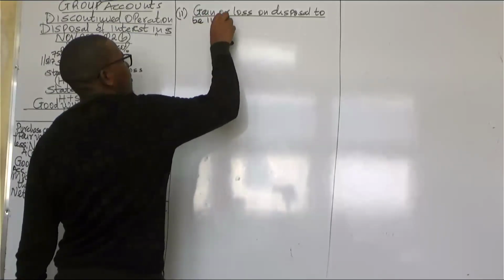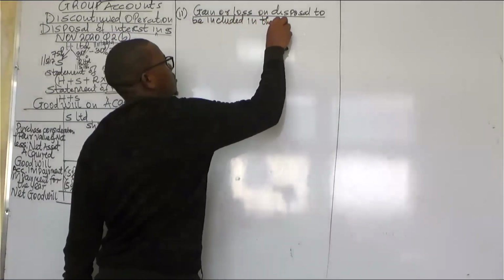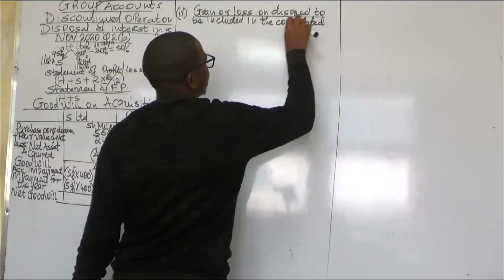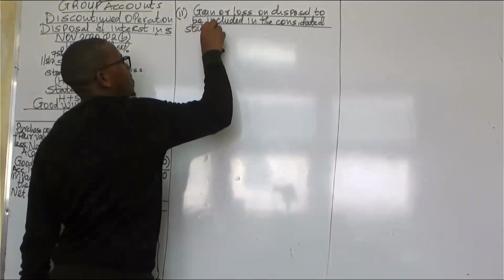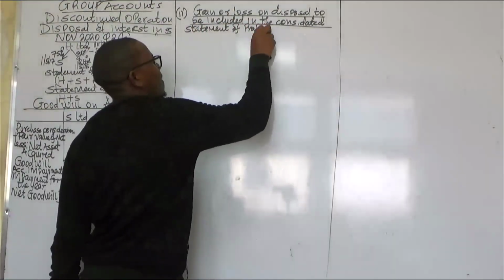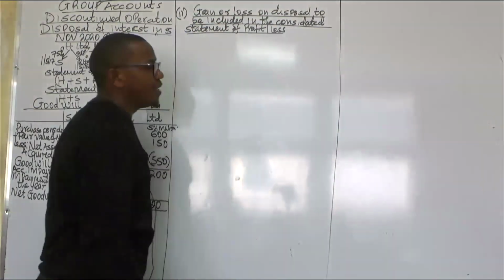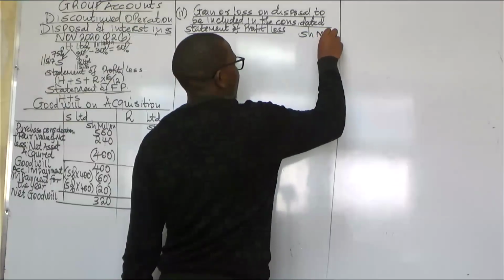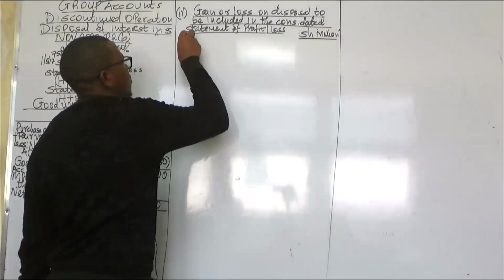This is to be included in the consolidated statement of profit or loss. That one. How do we determine that? I said we will get the disposal proceeds. What was our disposal proceeds?